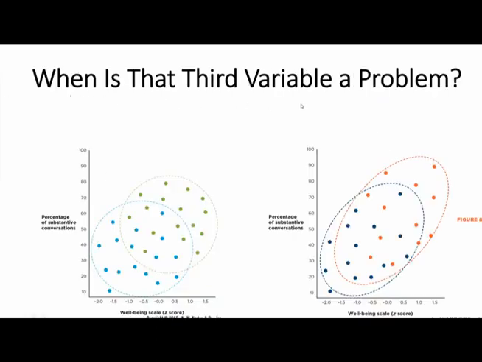So if we're talking about this third variable problem, this idea that there could be something else going on that's driving the relationship that we're seeing, how do we go about looking for this? How do we know that this potential third variable might be causing a problem for our internal validity? And so again, we can look at an example here.